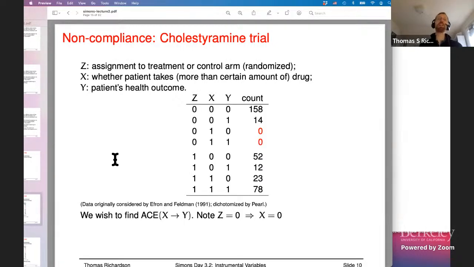So here is a stylized data set. I'll say in a moment why it's stylized, but this is a cholestyramine trial. This is one that Pearl considers. So we've now got these three binary variables. Z is the arm that people are assigned to. X is whether or not they took more than a certain amount of the drug. And then Y is the final outcome. And then this is the data that's observed.